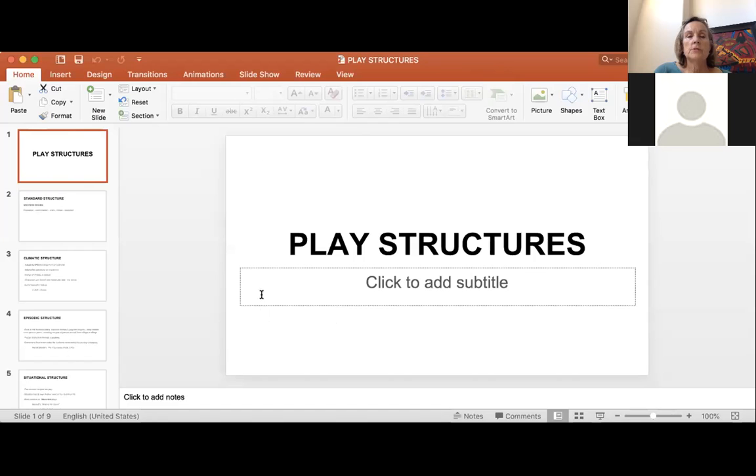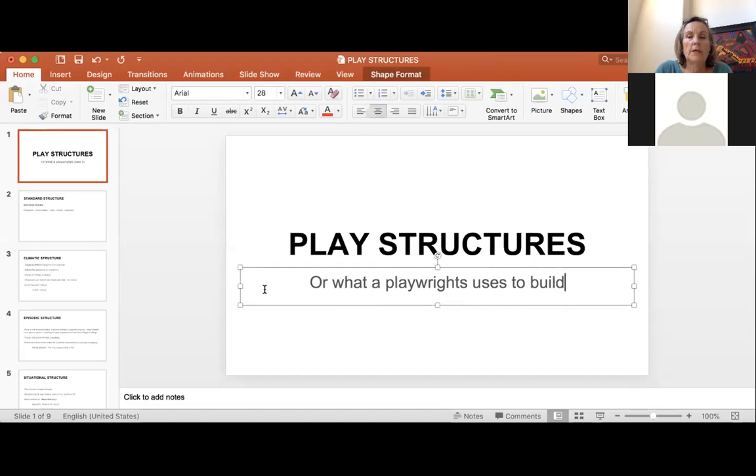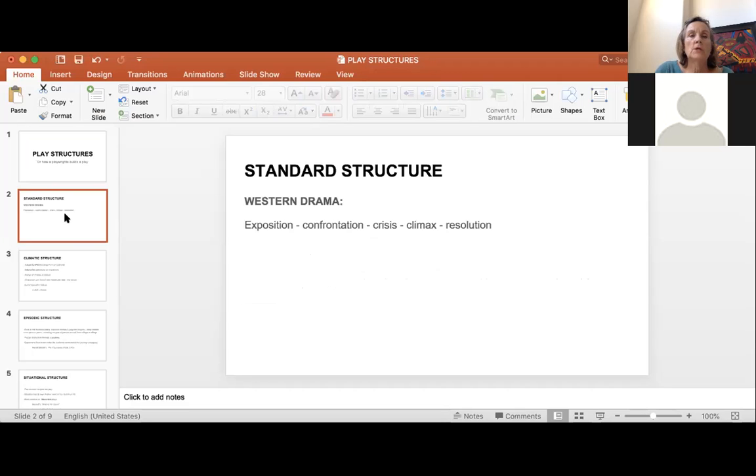Okay, play structures, or what a playwright uses to build a play, or how a playwright builds a play. So there's several ways that they can do it.